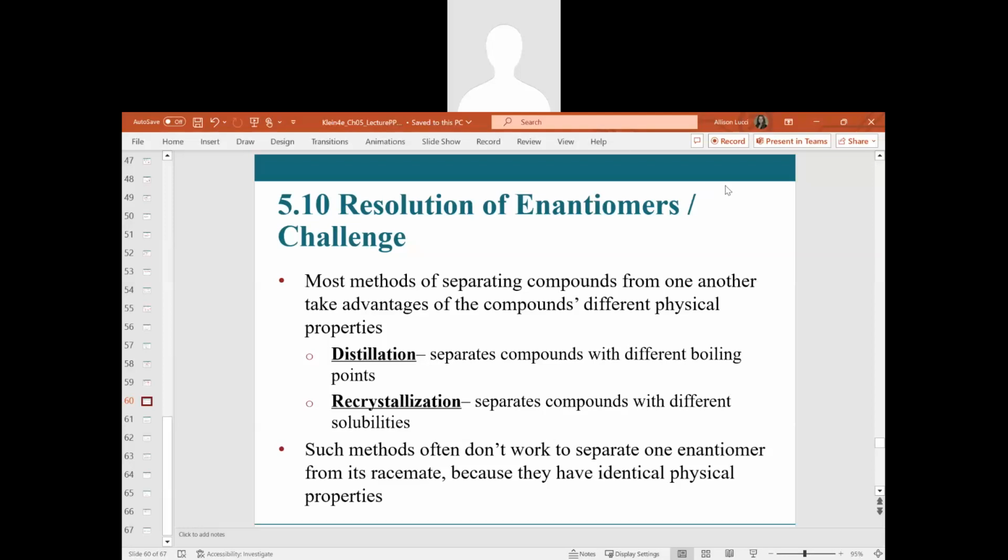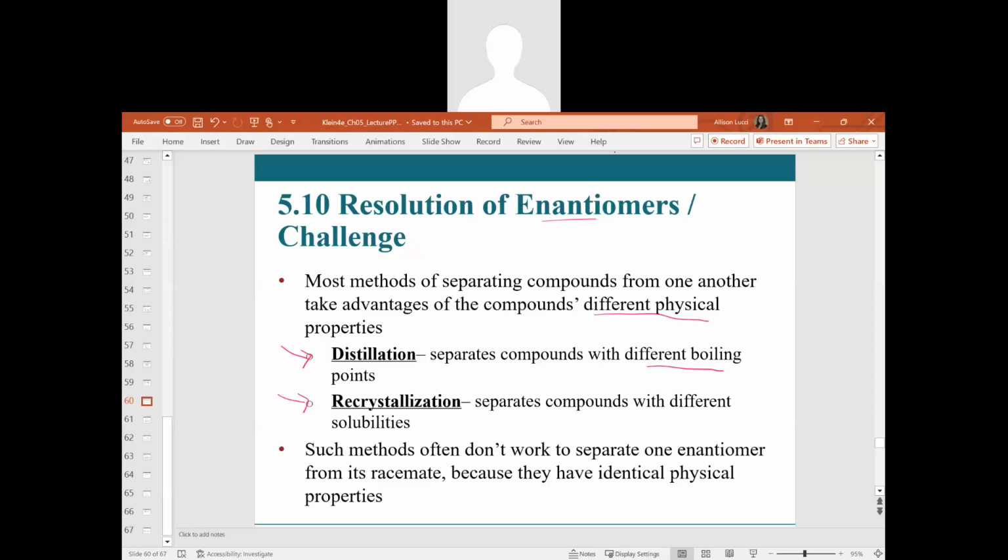So when we have enantiomers, there's a challenge to separation of them, because we know that most compounds would have different physical properties that allow us to separate them. But enantiomers, we've seen, have the same melting point, boiling point, etc. Right? They have identical physical properties. So we can't use distillation to separate enantiomers because they have the same boiling point.